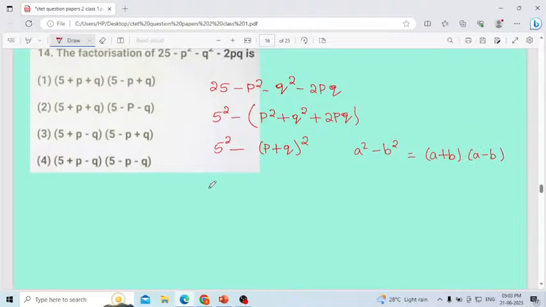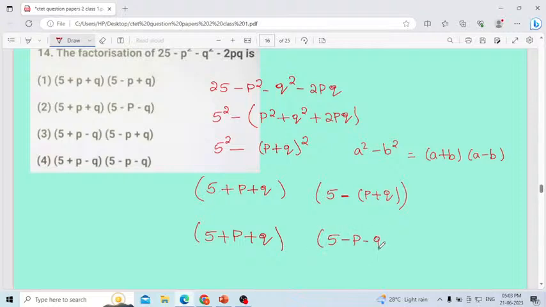Its value is a plus b into a minus b. Then here 5 plus p plus q, then 5 minus p minus q. Then which is the option here? Option 2 is the correct answer. This question is easy.